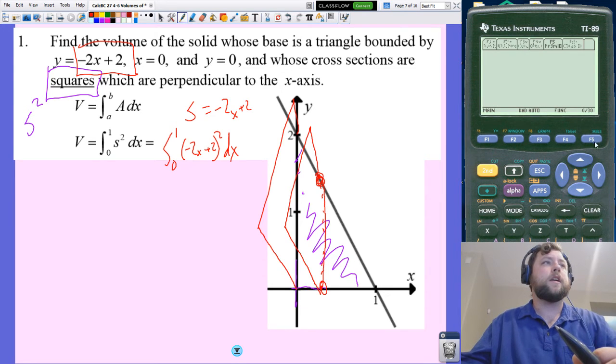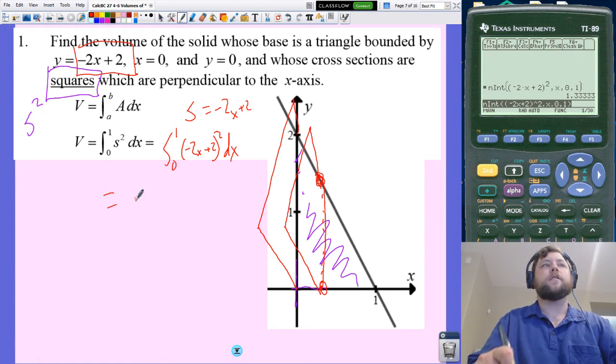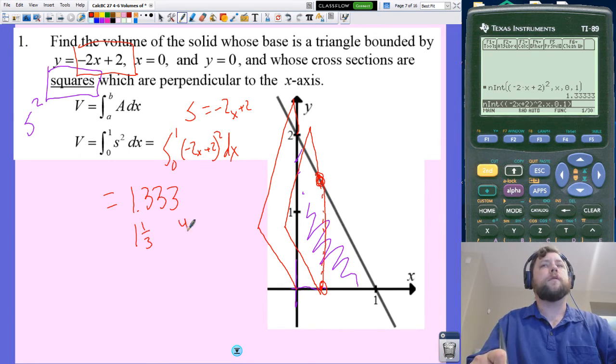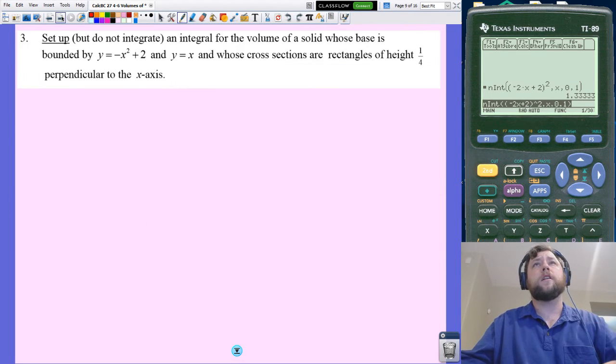I'm going to use fnInt. I'm going to integrate. My function is going to be negative 2x plus 2 squared, and x is my variable, from 0 to 1, and what do I get? I get 1.333. So my answer is 1.333, which is the same thing as 1 1/3 or 4/3. Any answer would have been okay. All right, let's move on to something else. We'll do that later.